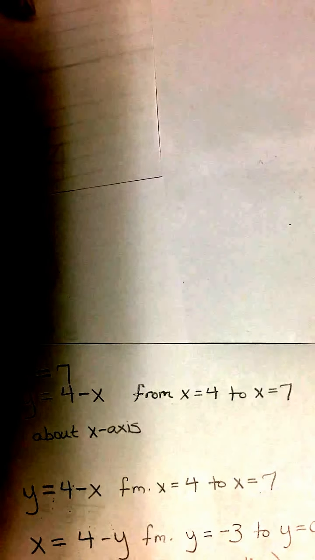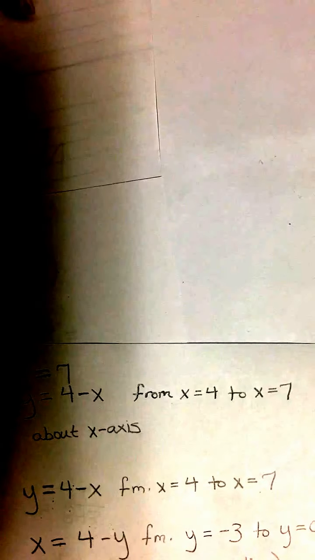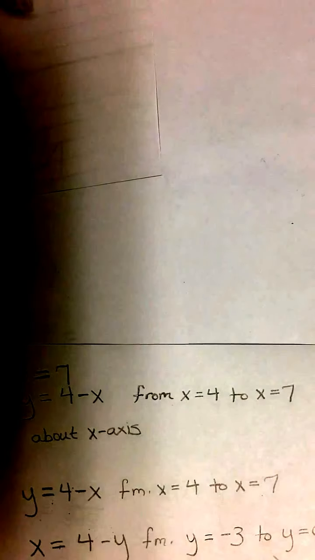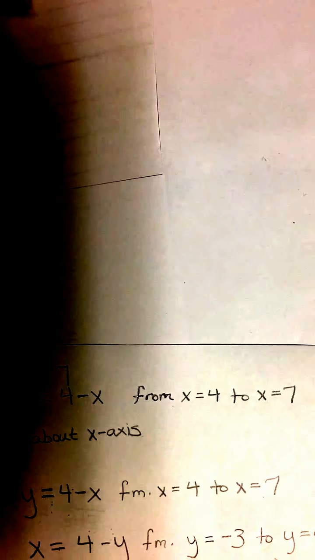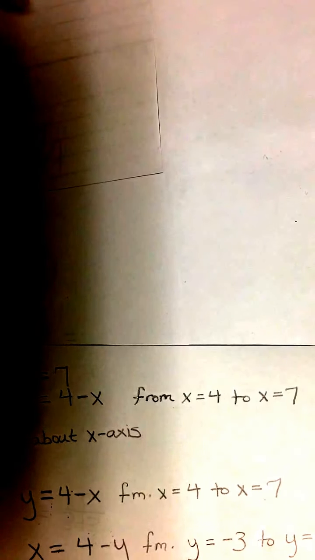Now with our given functions, we have x equal to 7 and y equal to 4 minus x, which we're going to change over in terms of x equals. Right now we have y equal to 4 minus x, going from x equal to 4 to x equal to 7. We're going to rewrite from terms in the domain to those in the range, that is, going from x equals 4 to x equals 7 to its conversion in terms of y.